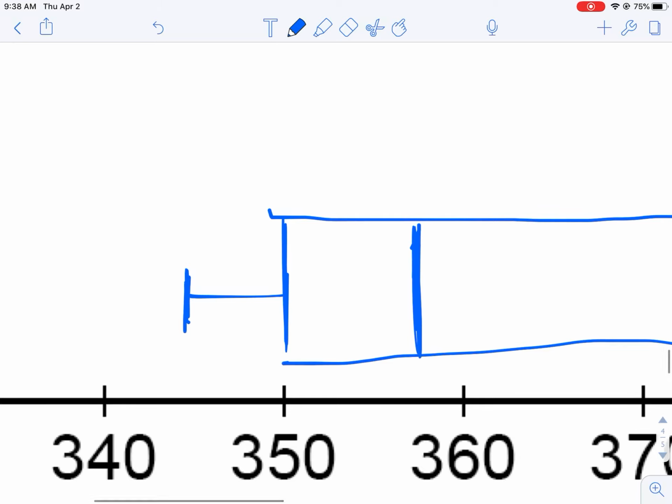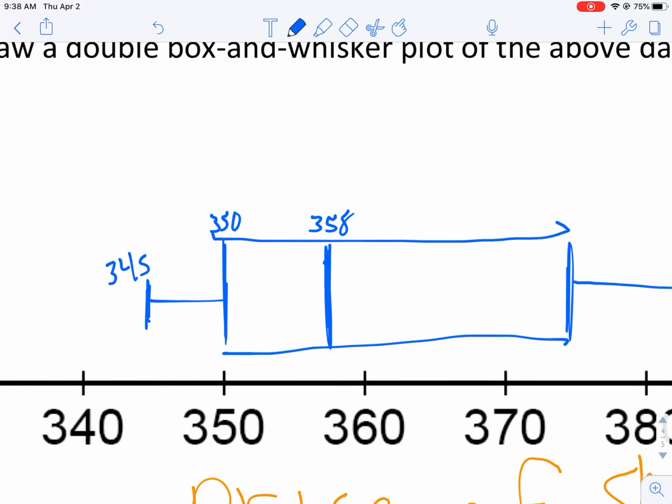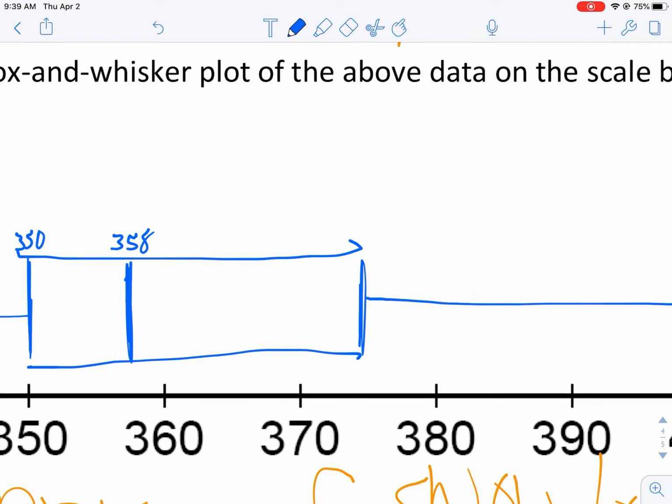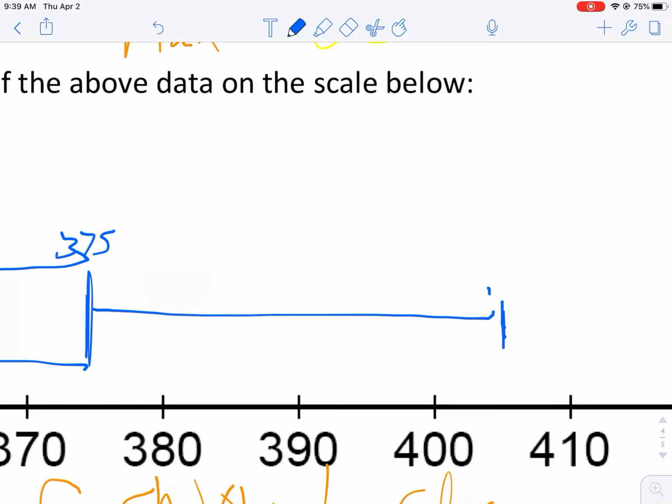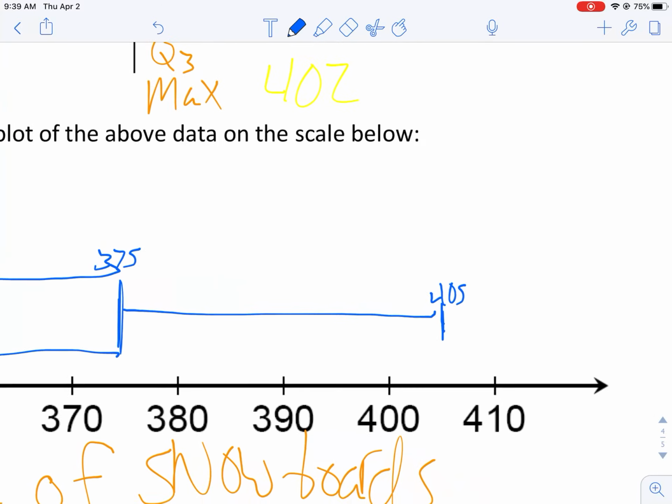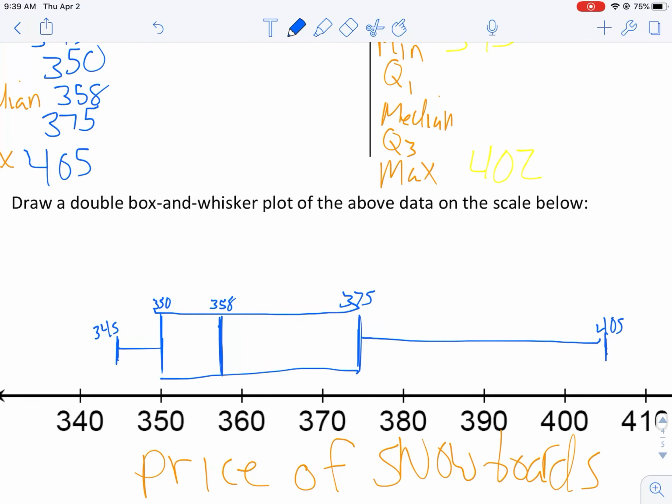And because there's a lack of numbers, I am going to go 345 down here. This is 350. 358. I'm just going to put the numbers on the graph so we can make a little bit better comparisons. 375 and then 405. So I'll make a little better comparison with this.